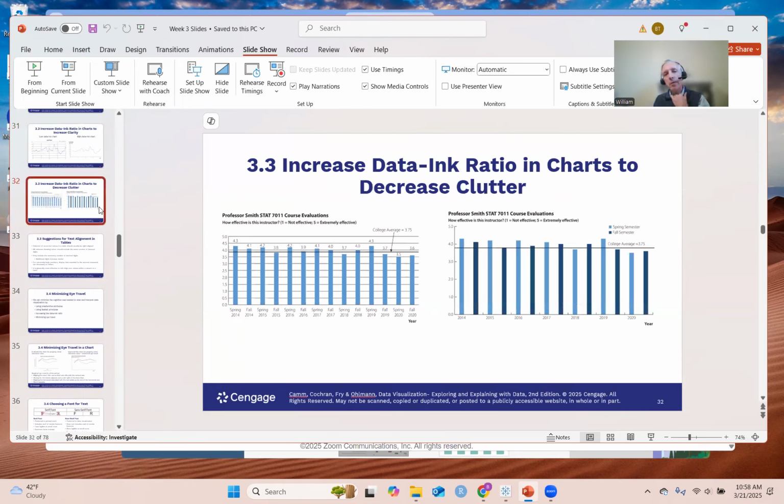And if you remember, what we were doing last time was we were talking about the data-ink ratio, and how by increasing the data-to-ink ratio, or effectively increasing the data or reducing the ink, taking out any clutter, it declutters charts and it makes them more readable.